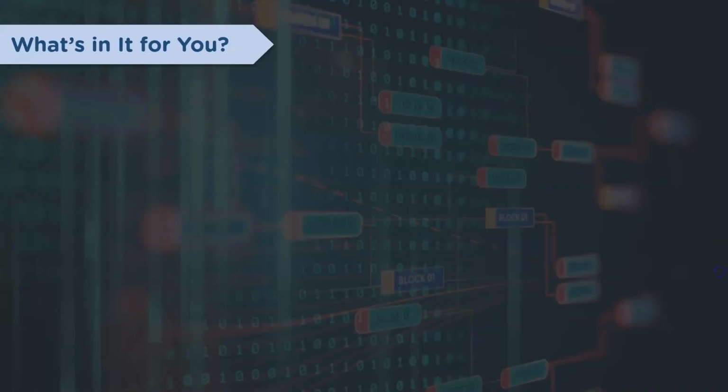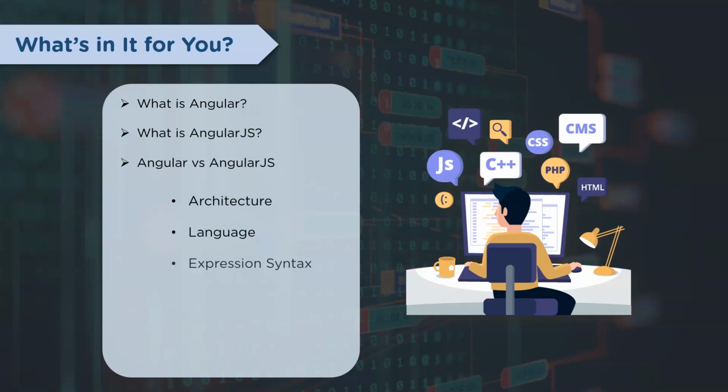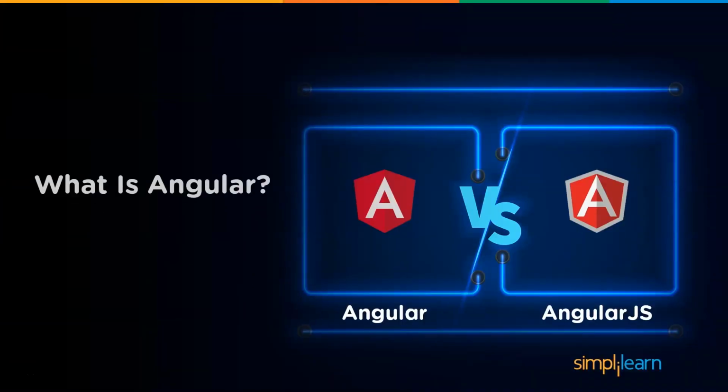Now here's what we're going to be learning. First, we'll look at what exactly Angular is. Then, we'll understand what AngularJS is. Finally, we'll differentiate the two based on architecture, language, expression syntax, dependency injection, routing, and speed. So let's begin. Now, what exactly is Angular?